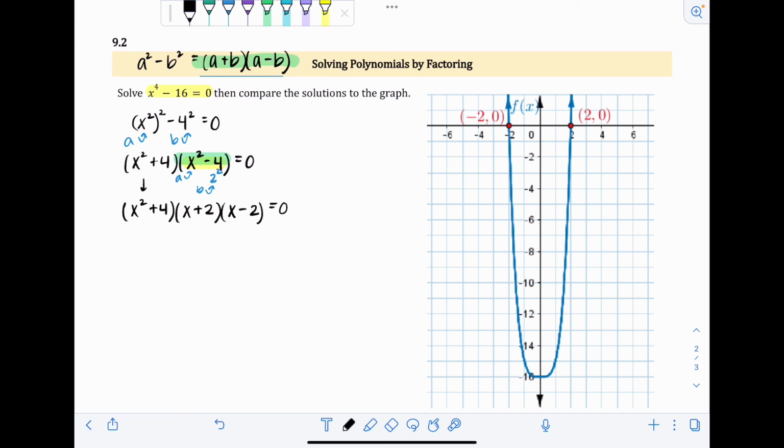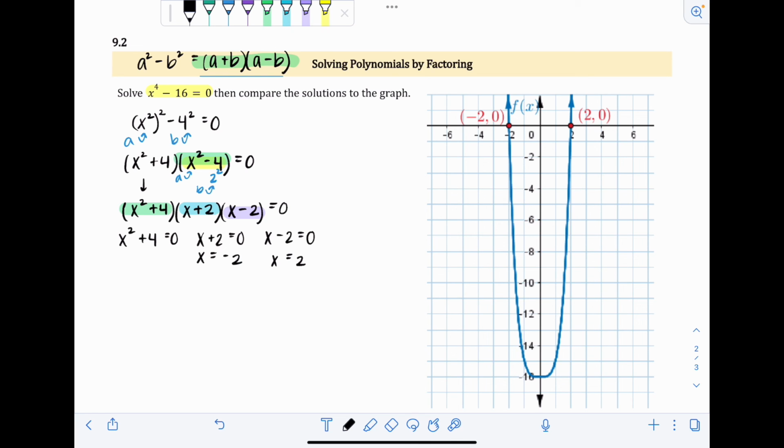Now it is factored completely, so we can take each factor and set it equal to 0. This is one factor, a second factor, and a third factor that all get set to 0, so we should have 3 equations: x squared plus 4 equals 0, x plus 2 equals 0, x minus 2 equals 0. I'm going to start on the right side. If we add 2 to both sides, we get x equals positive 2. Subtract 2 from both sides in the middle, and we get x equals negative 2.